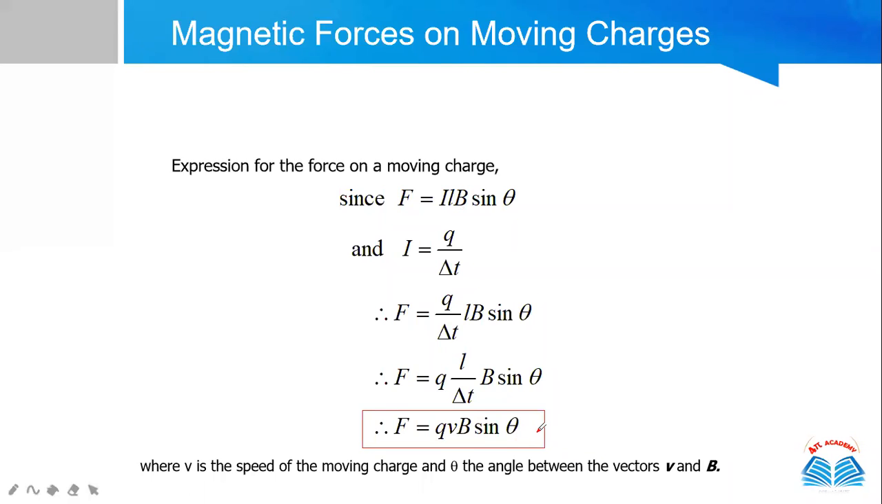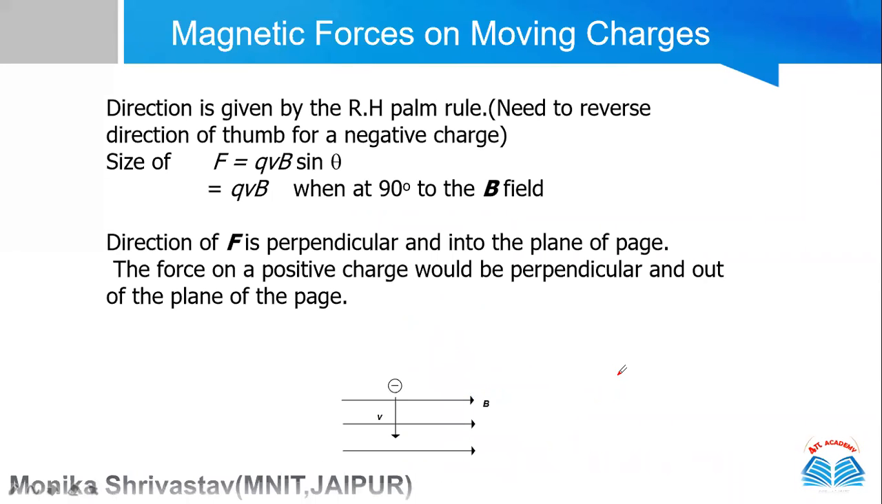So finally, we get an expression for the force on a moving charge, whether it is at any angle theta. So F equals QVB sine theta. And where is the angle theta situated? This theta is the angle between V and B, meaning velocity and magnetic field. So we can now find out the magnitude of the force. But how can we find out the direction?